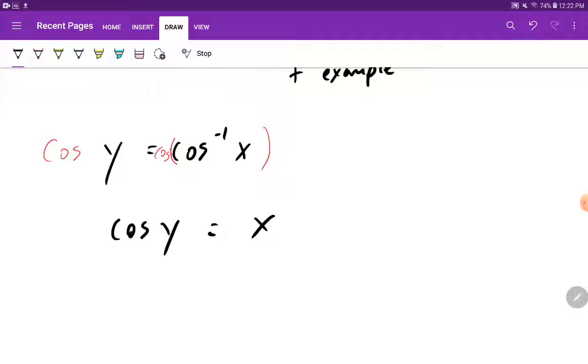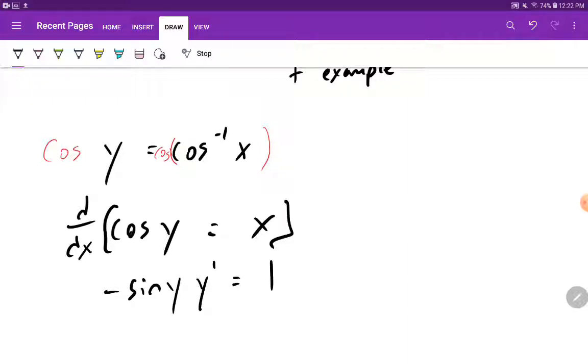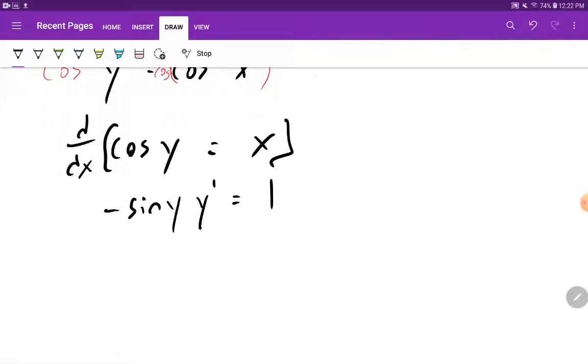So here we go. We're going to differentiate this implicitly. We get negative sine y times y prime is equal to 1. And this mirrors what we did in class today. We're going to get y prime, instead now it's negative 1 over sine y.